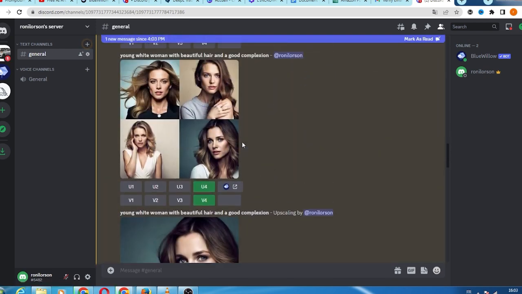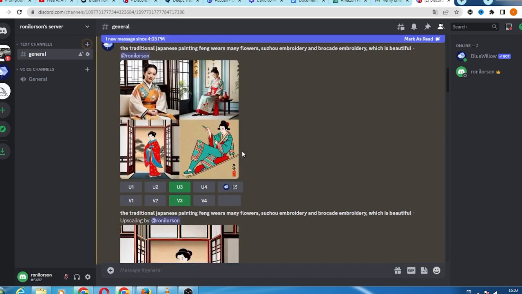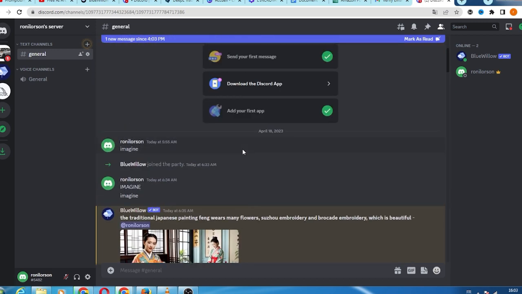Another important difference between the two is that BlueWillow is free at the moment, while Midjourney requires a subscription after the first 25 image prompts are displayed.